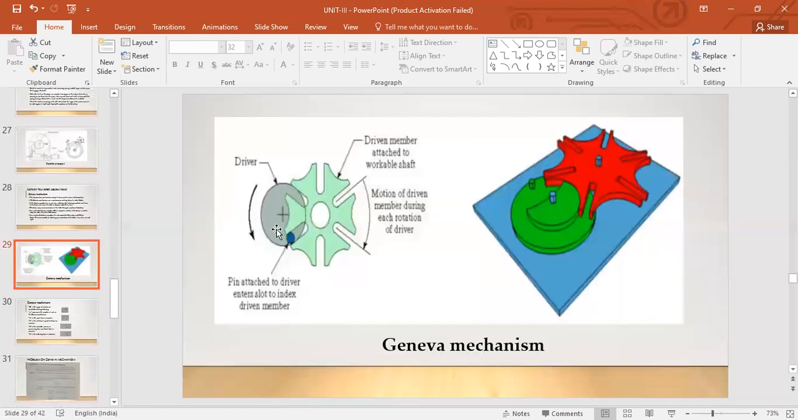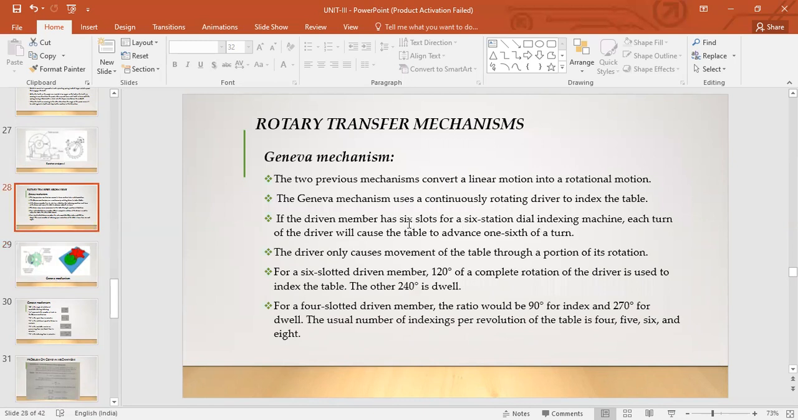That's how the slots that you're seeing, 1 2 3 4 5 6, 3 on the upper side and 3 on the lower side. So basically those are slots. So if there are 6 slots for a 6-station indexing machine, each turn of the driver will cause the table to advance 1/6 of a turn, isn't it? 360 degrees is your total angle in a circle, right? So if there are 6 slots, 360 divided by 6 will give you 60. So that's 1/6 of a turn, isn't it?